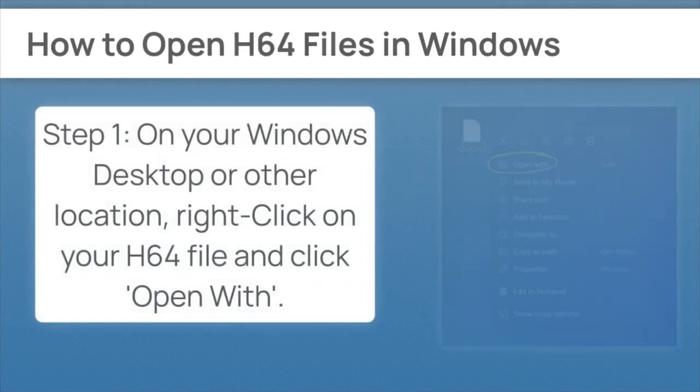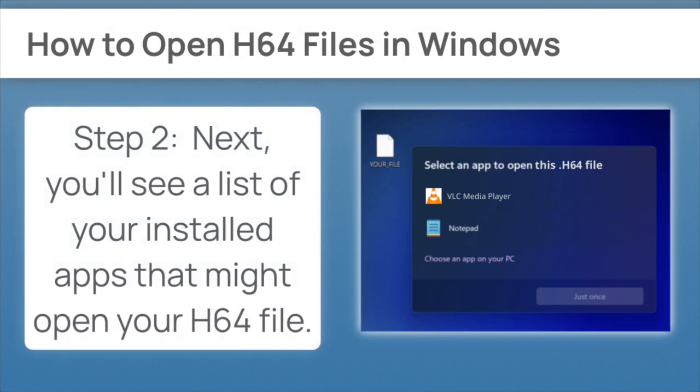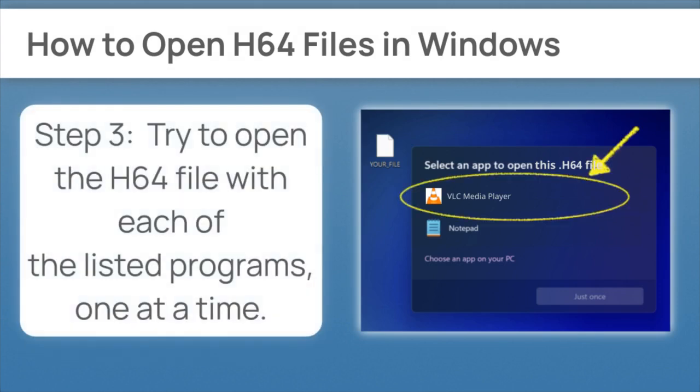To open this specific format, right-click your H64 file and select Open With. If VLC Media Player is available, use that first. If it's missing, choose another program. Don't worry if it takes a few attempts to find the right one.